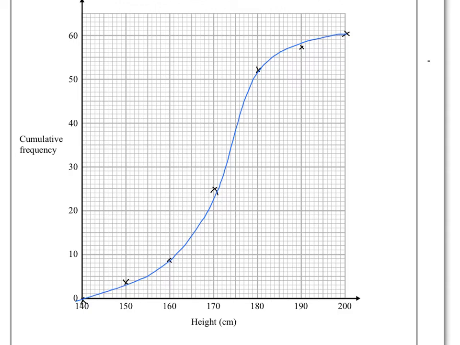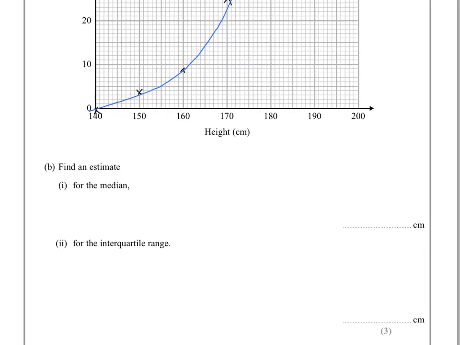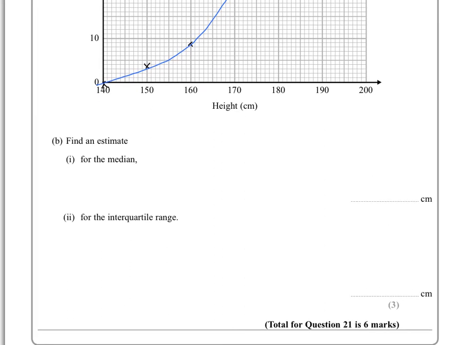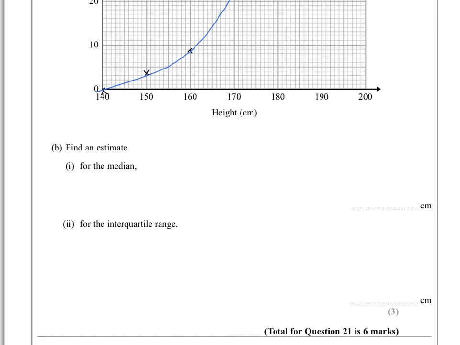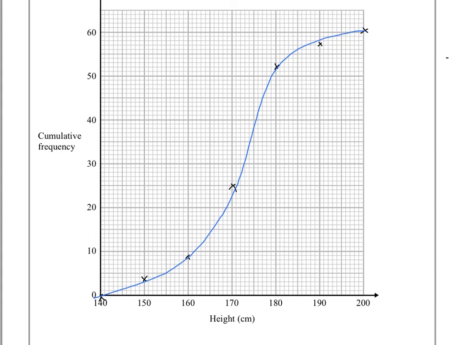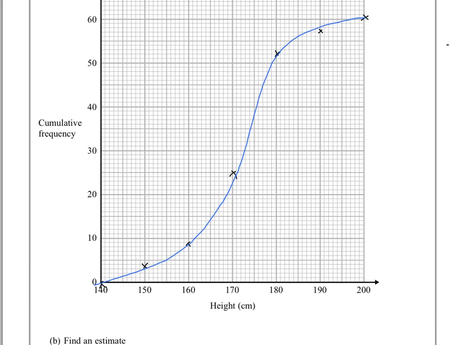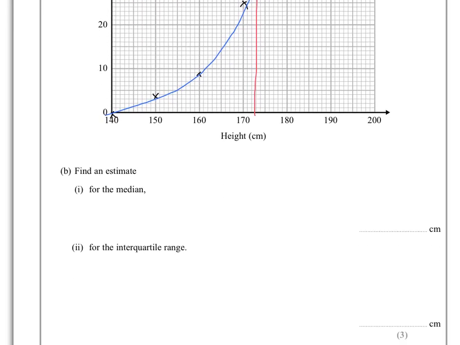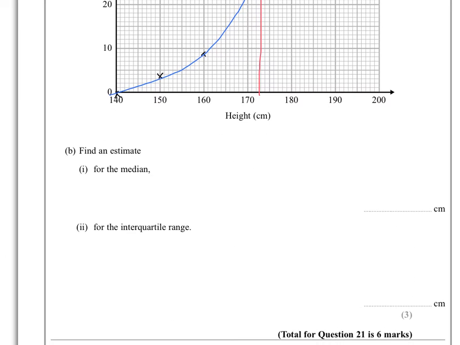Now in part B1 it's asking for the median. The median is the middle value. So if you were to put all the values together in order, it would be the middle value. We've got 60 such values here, so our median will be somewhere over here, and again you have to excuse the accuracy of the graph, but essentially it's going to be there. So that looks like it's 173, so the median height is 173.